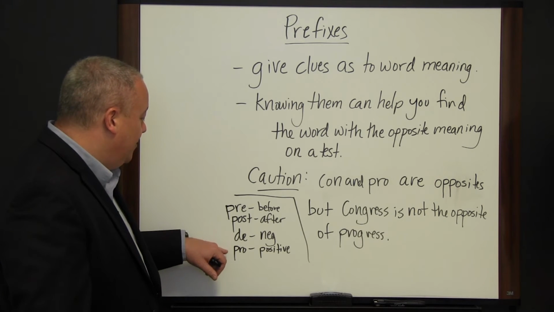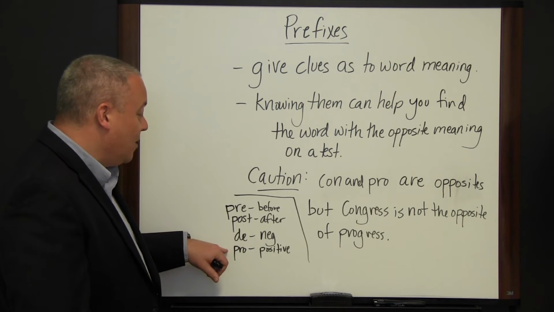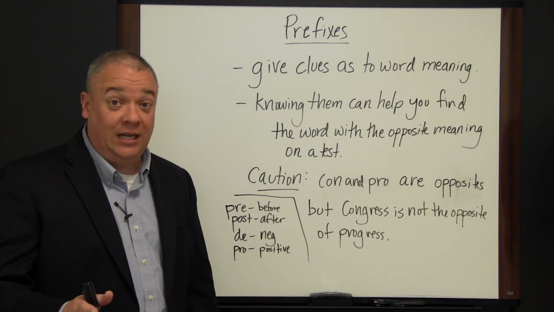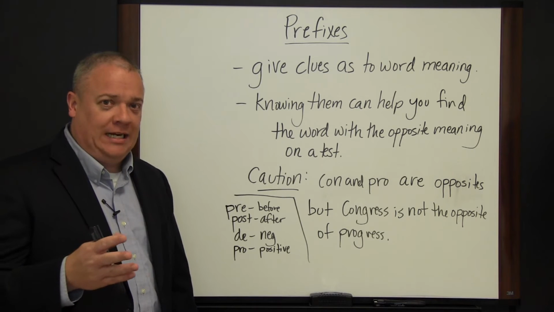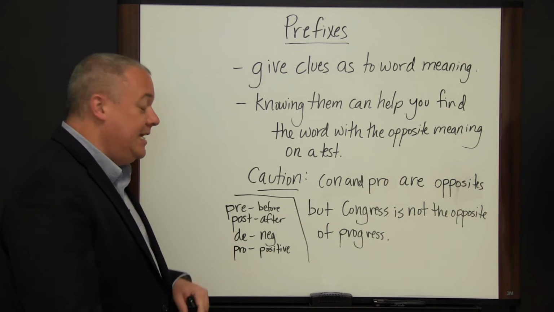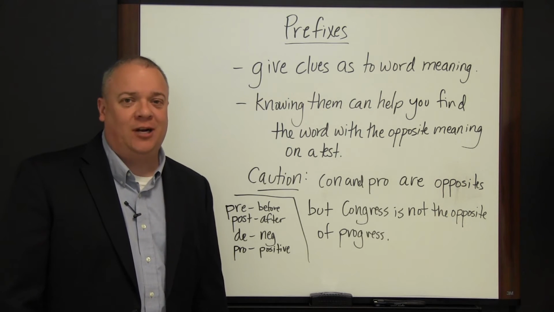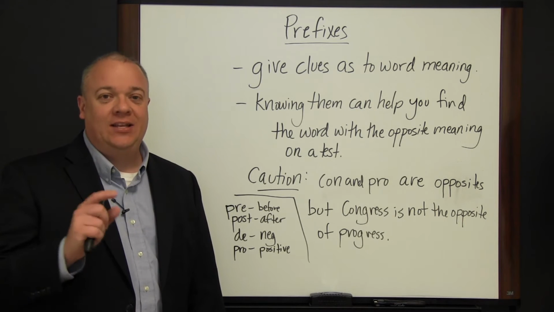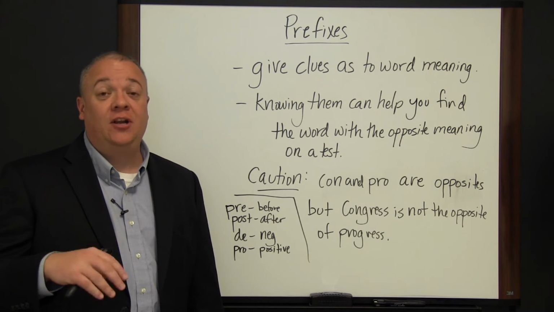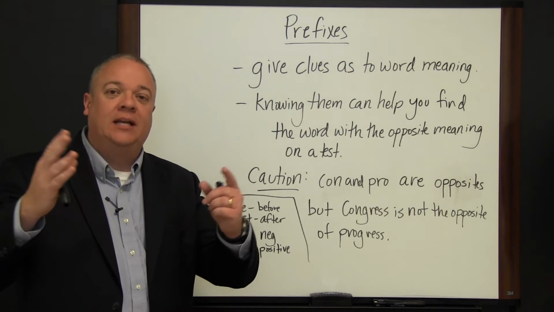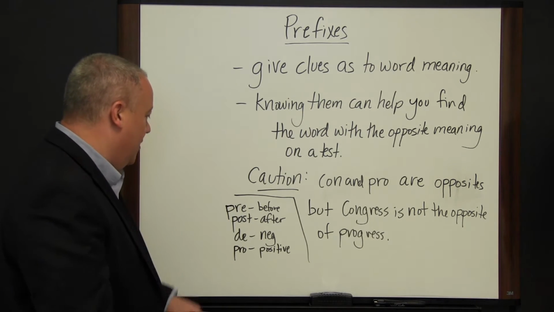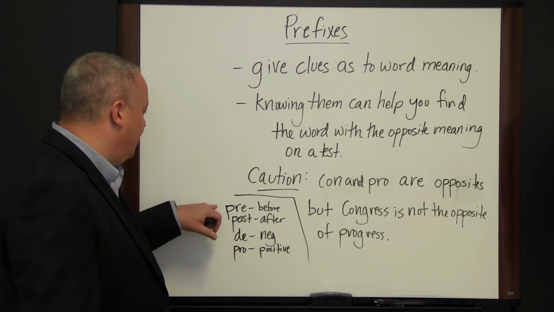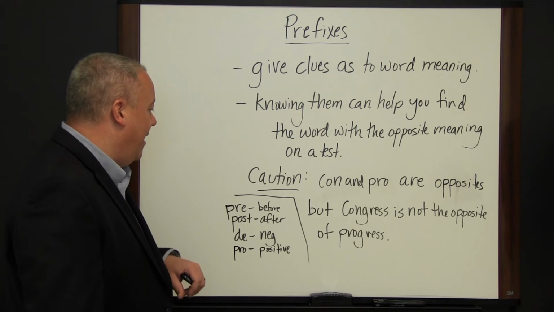Another thing would be pro and de. So pro means for, as in pro-life. Someone who is pro-life is for life. De is the negation, so deconstruction. To deconstruct is the opposite of, or the negation of, construction. Construction to build up, deconstruct to destroy. So pro meaning for, de is usually a negation, pre before, post after.